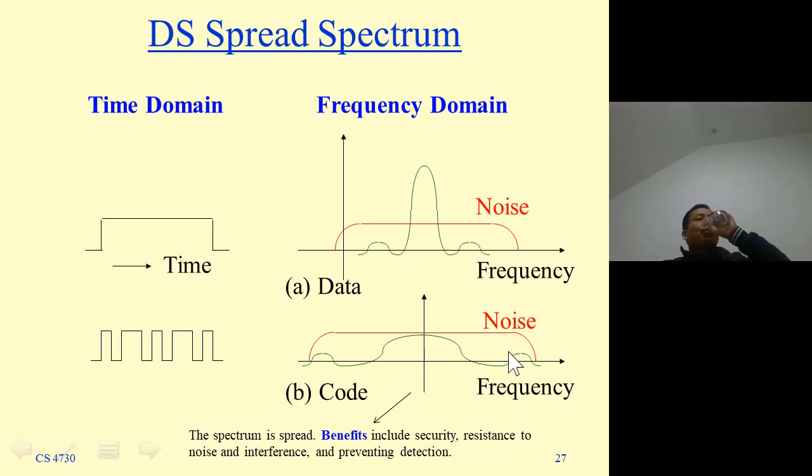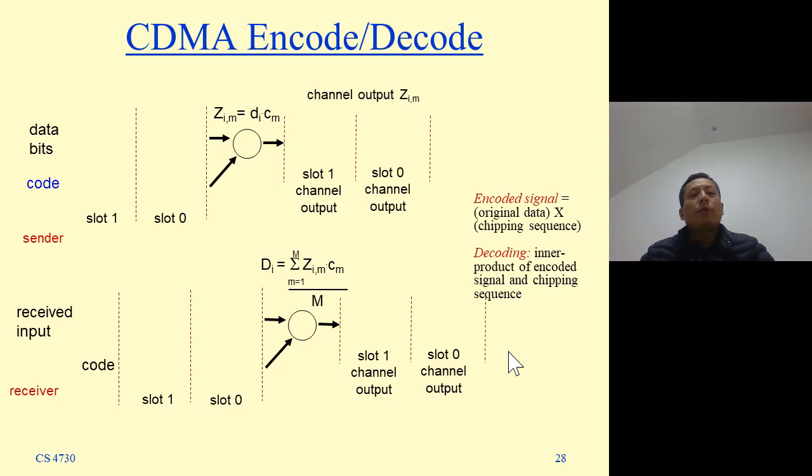The enemy cannot detect that you are sending out data, because they cannot differentiate the signal from the noise. Only you can do that, right? So those are very good and desirable qualities. So we want to use this simple example to discuss the encoding and decoding of CDMA.